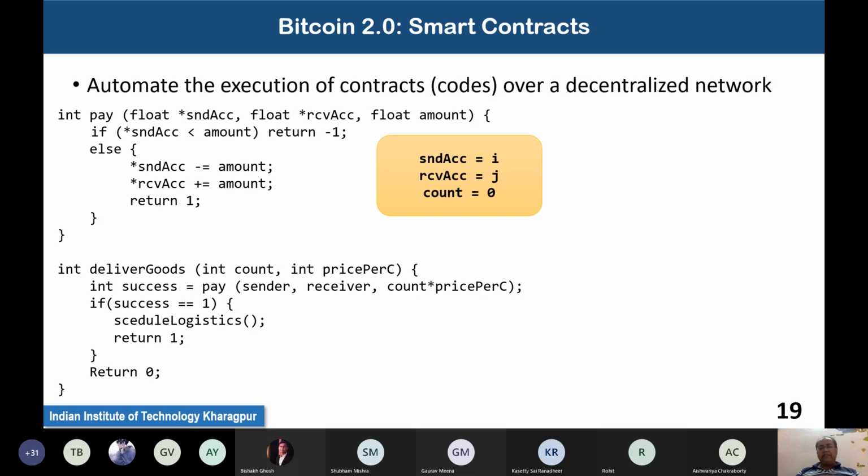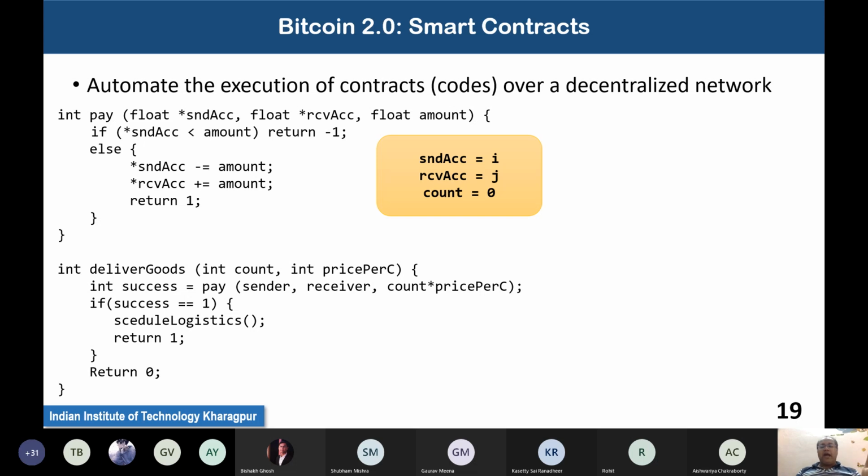So here it is an automated way of putting up certain orders, where you can just put the orders, and then the vendor will check whether the payment can be made. If the payment can be made, then you deliver the goods. So it automates the entire process. This particular contract, or piece of code, we can represent in the form of a state transition diagram.